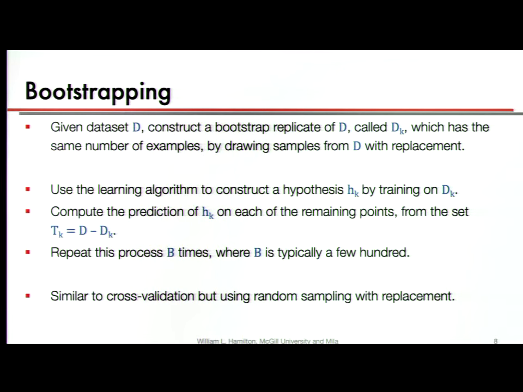So all we're doing in bootstrapping, very simple idea. We have our training set, D. Now we're going to make a bunch of bootstrap replicates, so K different replicates of this data set. Or here we're going to say B different replicates of this data set to keep consistent with the slides. And each of these replicates is constructed just by sampling with replacement from our training set.